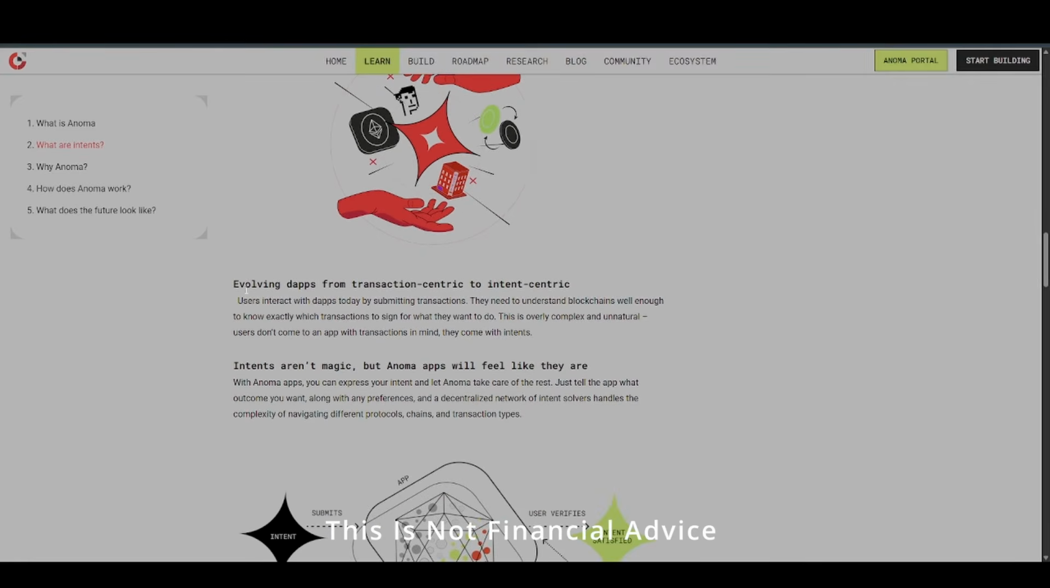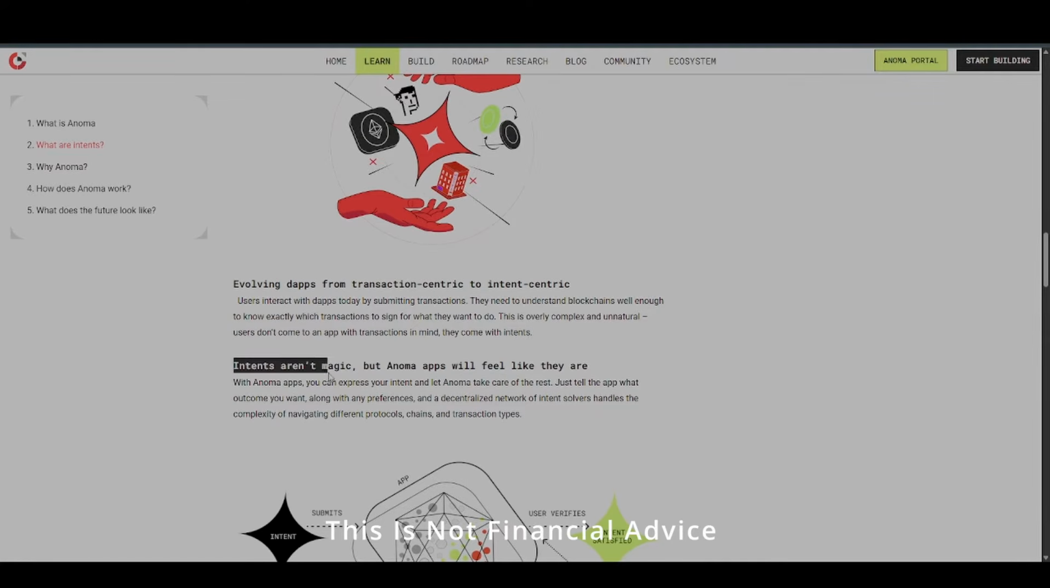So basically they are evolving the apps from transaction-centric to intent-centric. That is, I would say, their main goal here. Users interact with dApps today by submitting transactions. They need to understand blockchains well enough to know exactly which transactions to sign for what they want to do. This is overly complex and unnatural. Users don't come to an app with transactions in mind, they come with intent. So that is what they're going with.